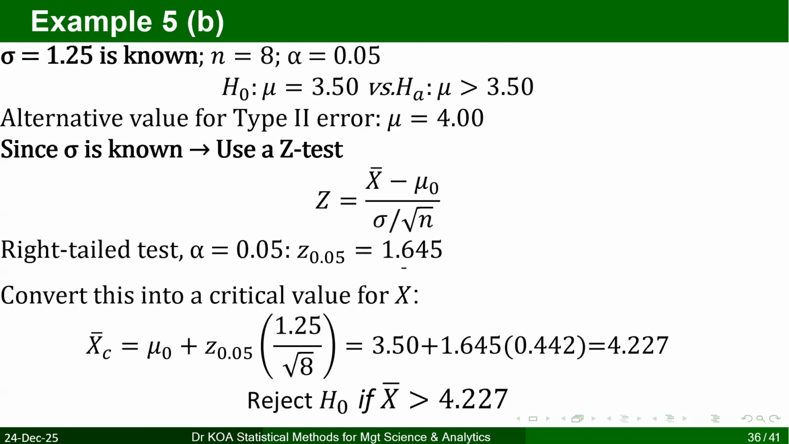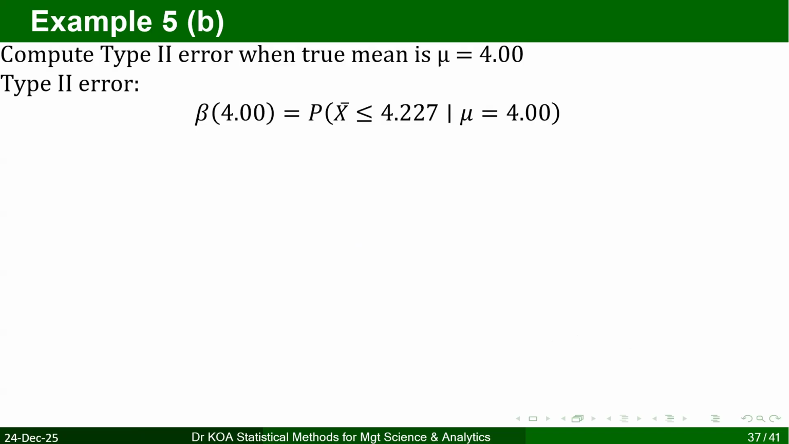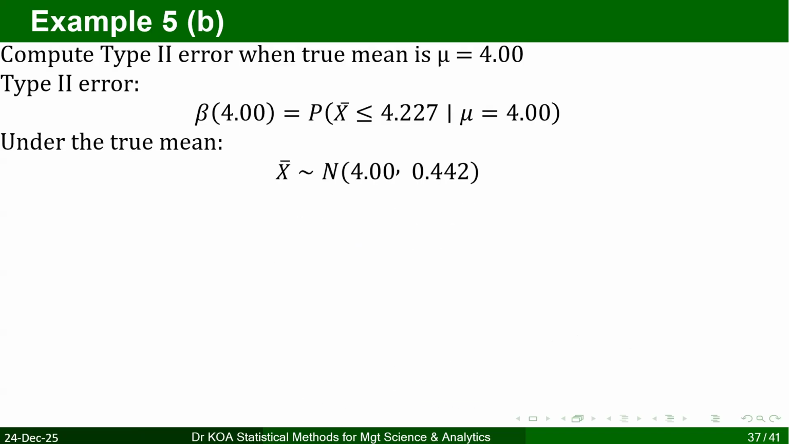First of all, we said that anytime we get an X bar bigger than 4.22, we're rejecting the null hypothesis. We are looking for the type 2 probability that will help us not reject that null hypothesis. Under the true mean of this, and of course with the standard deviation of 4.422, this is the square root of the 8 that we had.